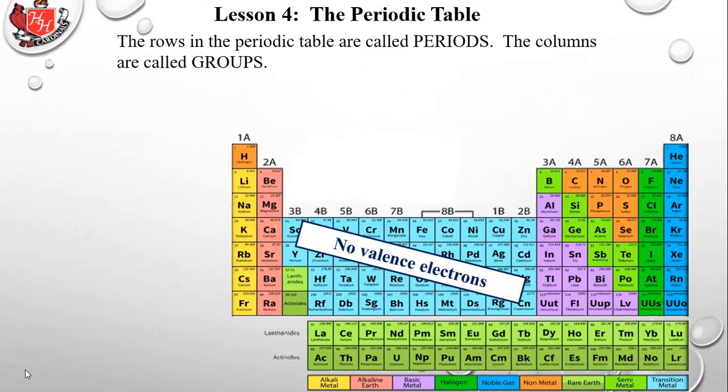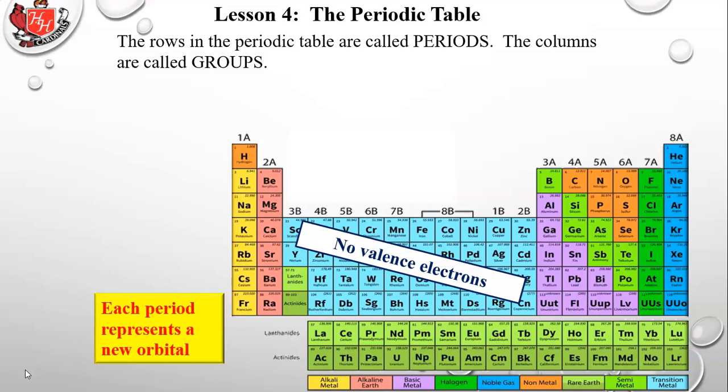The rows in the periodic table are called periods, and the columns are called groups. Now, oftentimes we'll just call the rows rows and the columns columns, but you should be familiar with the term. Technically, a row that's going across is called a period, and a column, that's going up and down, is called a group. So each period, each row, represents a new orbital.